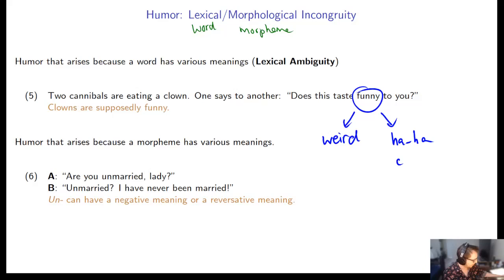So it's lexically ambiguous because both meanings can be understood in the sentence. The interpretation you're supposed to get is the weird tasting, but then the joke is that you're talking about clowns and clowns are supposed to be funny. So this is the incongruity that you resolve.